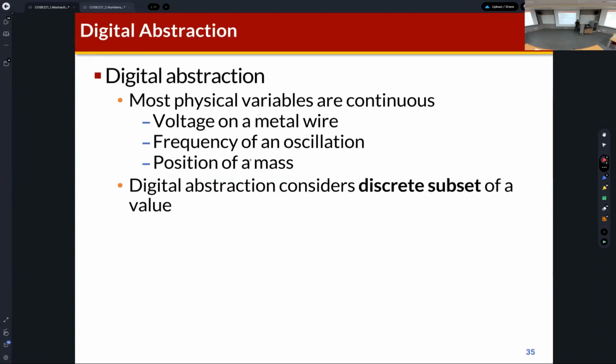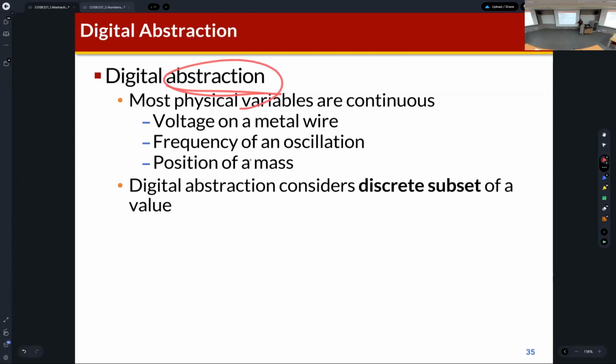Actually, I skipped this slide in the previous class, but I'll explain it now because today we will talk about the number system of digital systems. So let's think about the digital abstraction. What is digital abstraction?